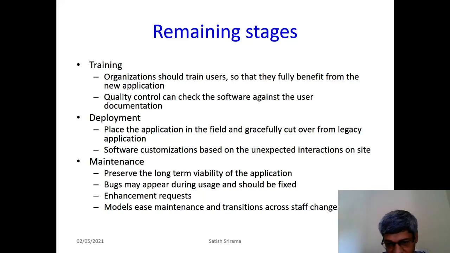And then once an application becomes successful, there will be enhancement requests. New requests will be coming, so we add certain features, and that is also part of maintenance. By developing the models, maintenance and transition across staff changes become easier. Say for example, staff will not be there permanently; some people will be going out of the organization and new people will come. If you have the models, it is easy for the new staff to understand the current system, and then it is easy for them to maintain it also.